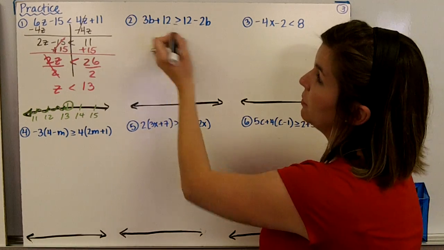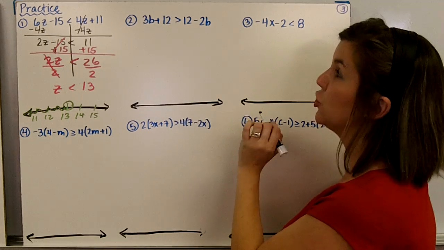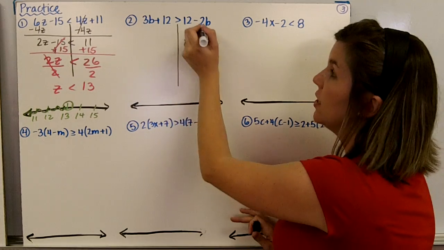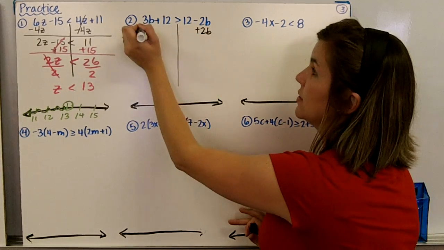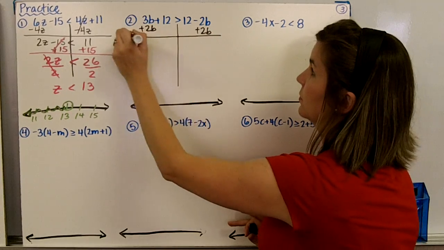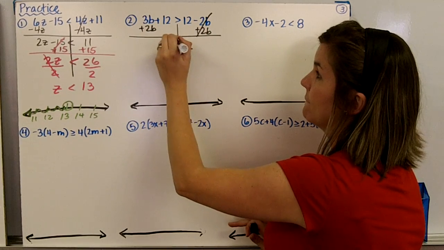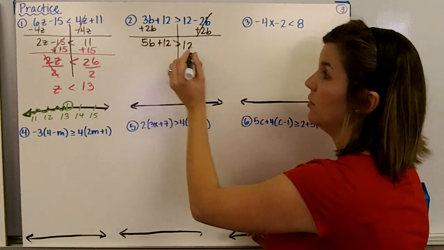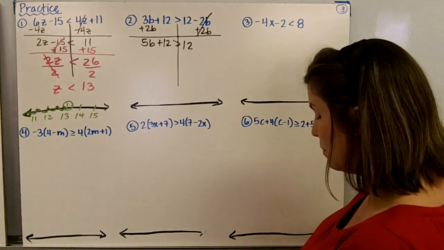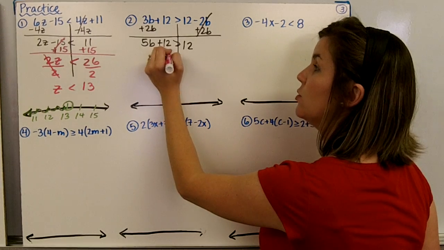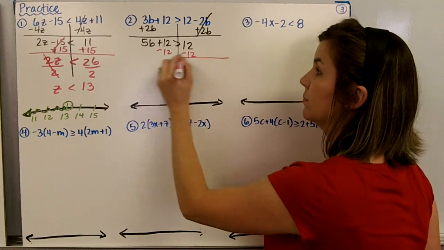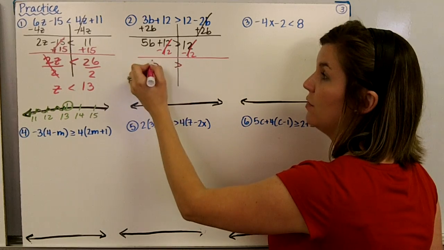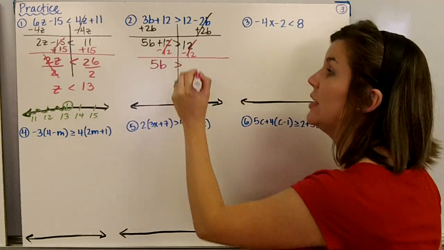Number 2, 3b plus 12 is greater than 12 minus 2b. Move everything with b to one side, so I'm going to add 2b to both sides. 3b plus 2b is 5b. Carry down the plus 12 and the rest. Get b by itself, so subtract 12 from both sides. I have 5b over here. 12 minus 12 is 0.